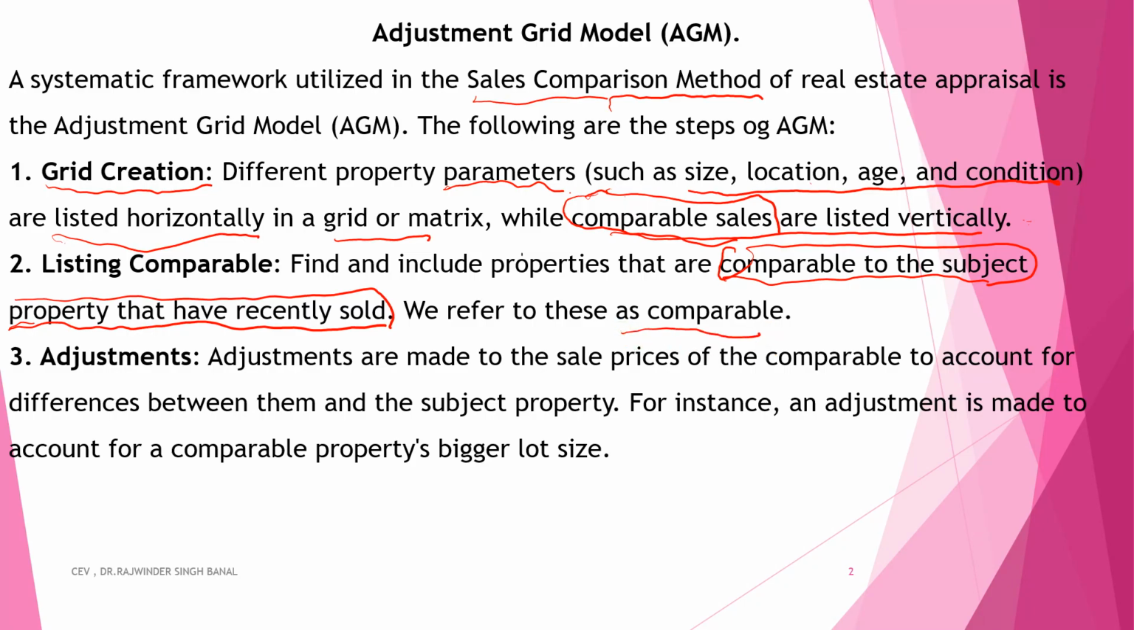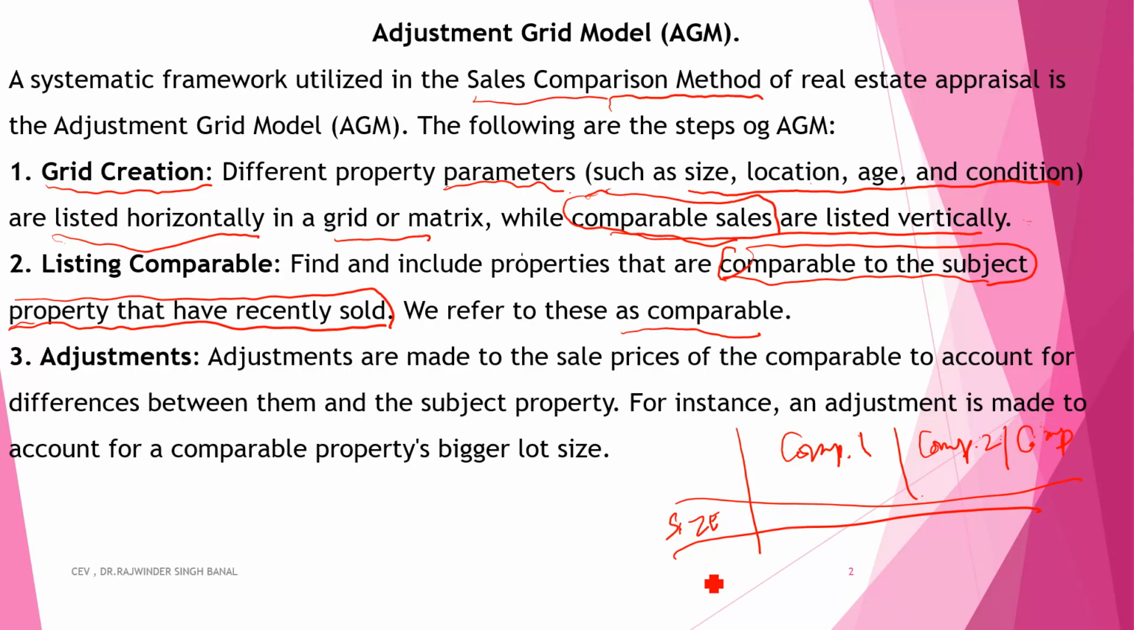On the vertical side we have comparable 1, comparable 2, comparable 3, and so on. On the horizontal side you have parameters such as size, then location, and other things. That is what we have discussed. On the vertical side you have comparable 1, 2, 3, etc.